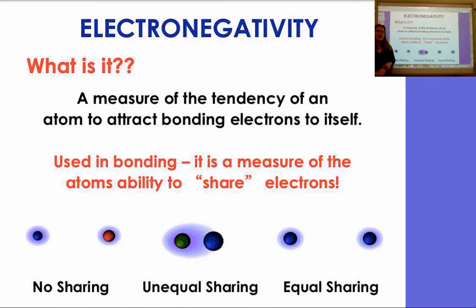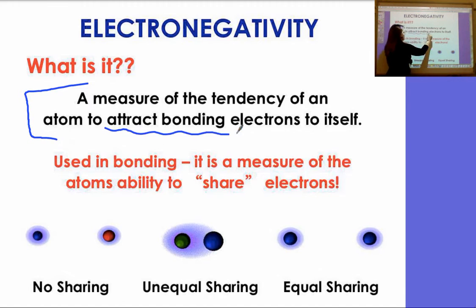Electronegativity. Here it comes again. What is it? A measure of the tendency of an atom to attract bonding electrons to itself. How badly does an atom want to gain another electron?